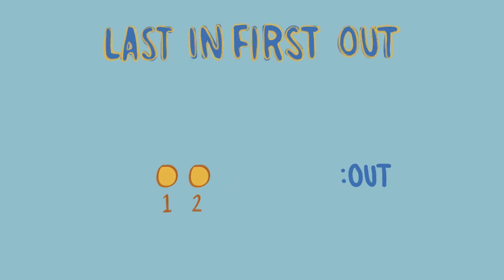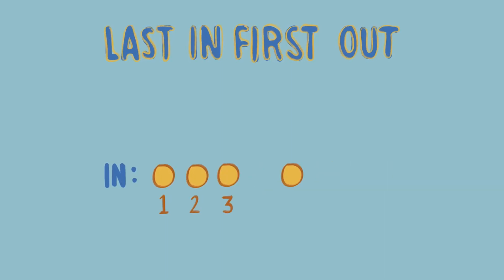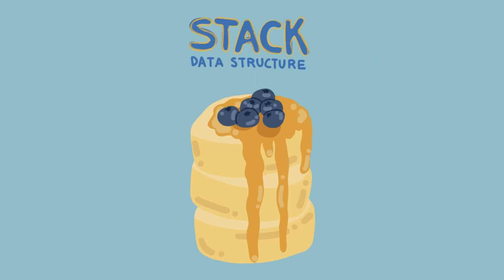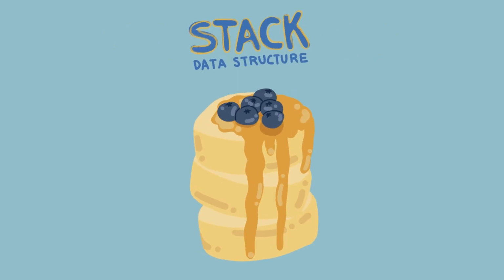Now, let's consider last in, first out. It is exactly how it sounds. When the elements are taken out from the data structure, they are in the reverse order in which they were put in. This means that if the elements were put in the order 1, 2, 3, 4, they'll be retrieved in the order 4, 3, 2, 1. Let's see how these concepts apply to a stack.